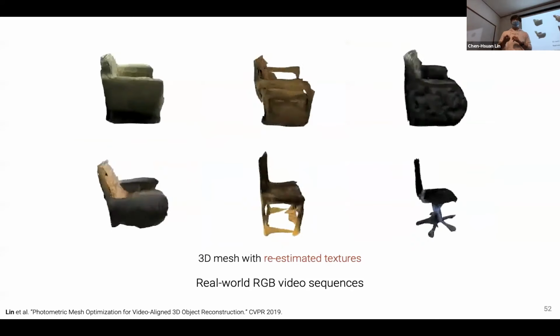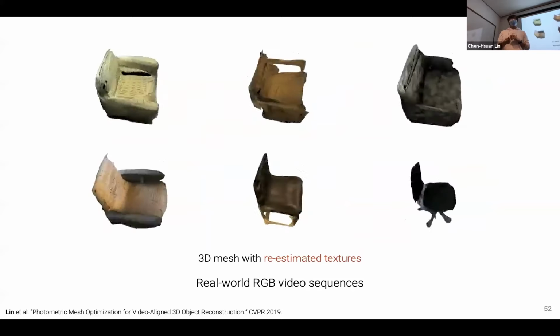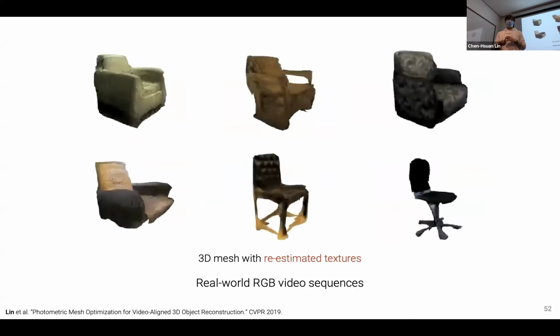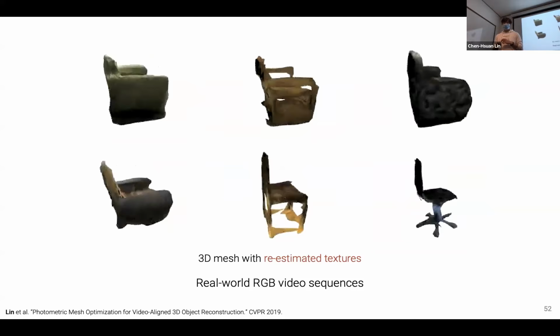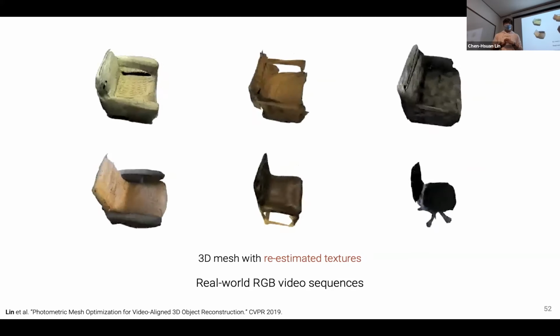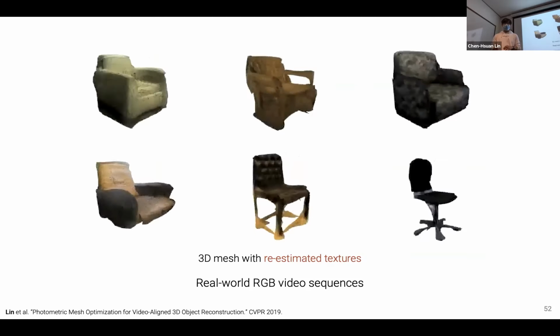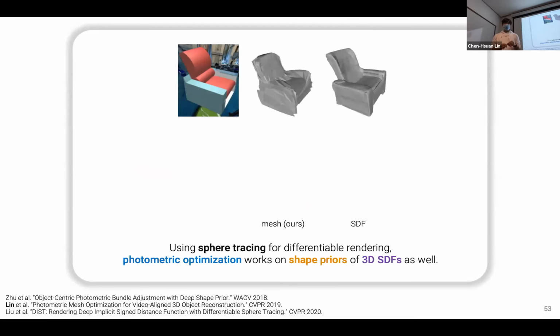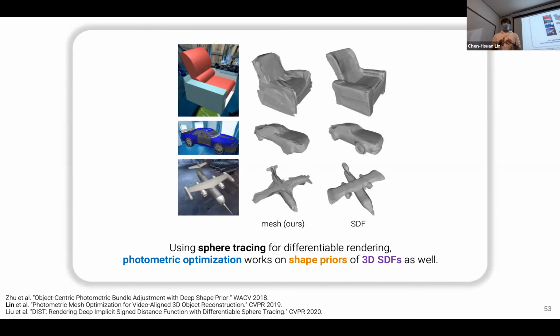And this is also a CAD model with the textures re-estimated from the real world video, so that we can get out some pretty nicely textured chairs from the real world sequences. And there are some follow-up works that directly utilize SDF representations, using the same concept to optimize for higher quality 3D shapes here. So this concept is also applicable as well.